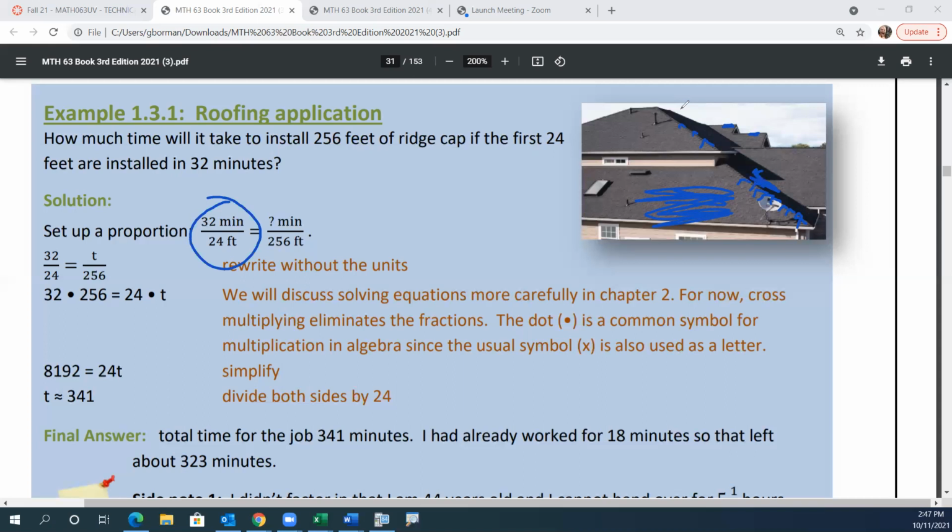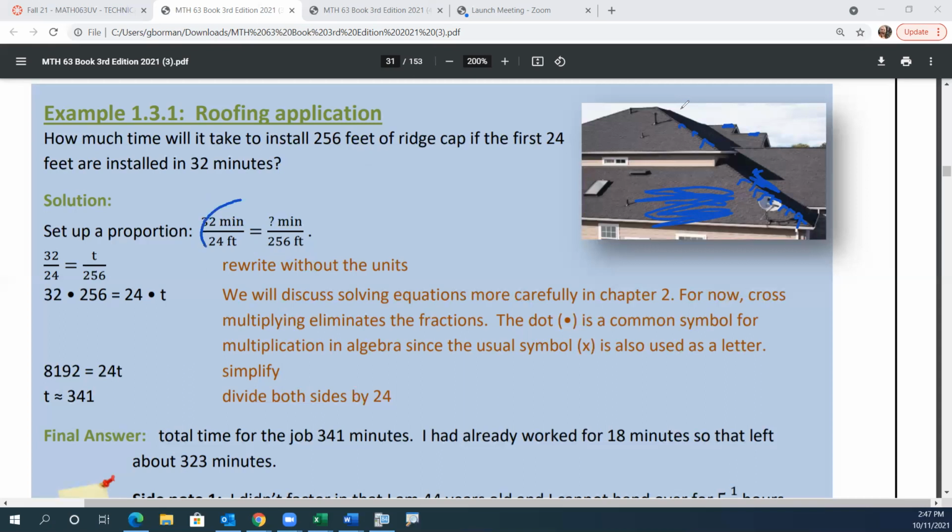And so then they say, all right, the question is, how long is it going to take us to get 256 feet of the ridge cap done? Well, whatever our answer is, it should make this ratio equal to this ratio. Okay, and we're assuming that we don't slow down toward the end of the day either.